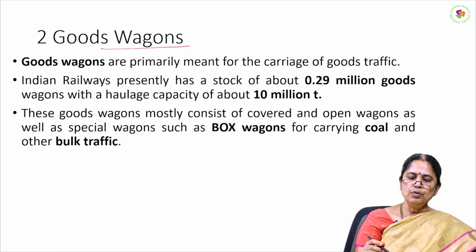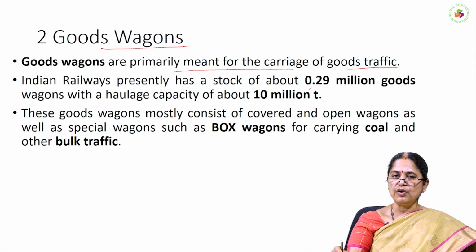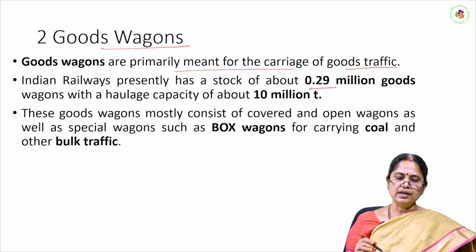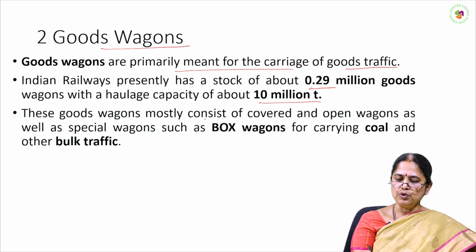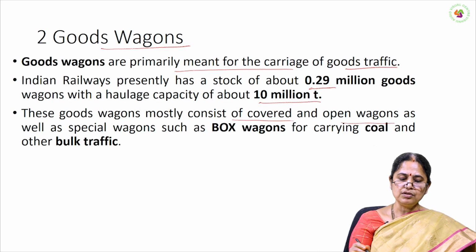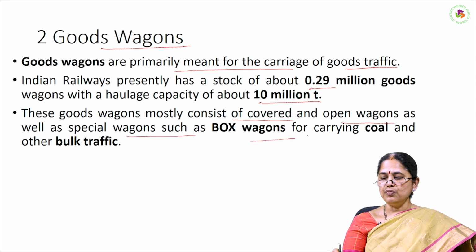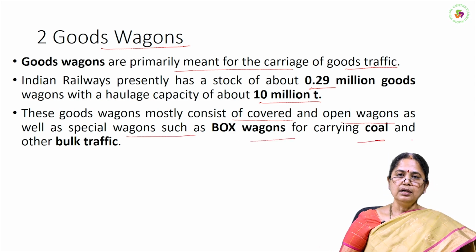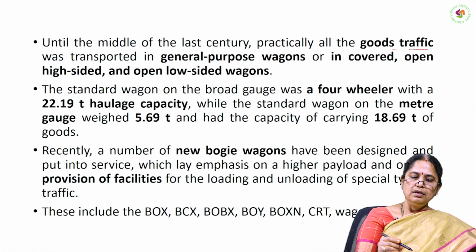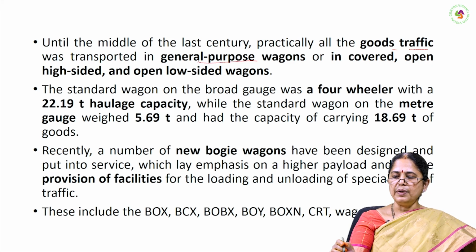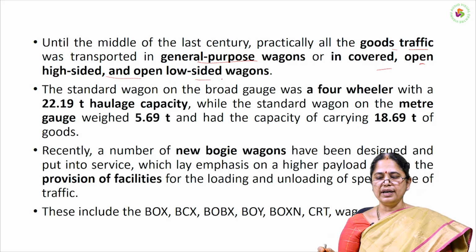Goods wagons. Goods wagons are primarily meant for the carriage of goods traffic. Indian Railways presently has a stock of almost 0.29 million goods wagons with a haulage capacity of 10 million tons. These goods wagons mostly consist of covered or open wagons, as well as special wagons such as box wagons for carrying coal or other bulk traffic. Until the middle of last century, goods traffic was transported in general purpose wagons or in covered, open high-sided and open low-sided wagons.